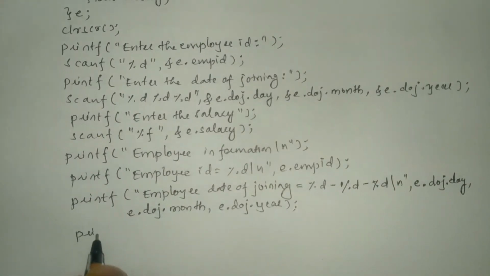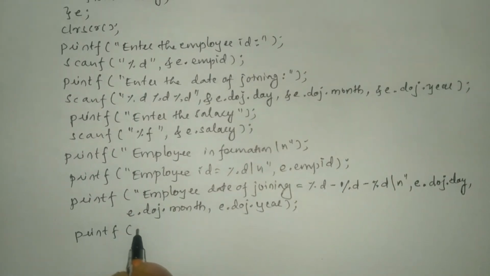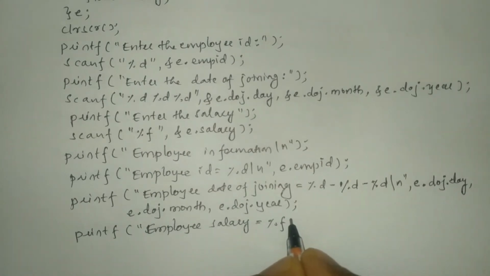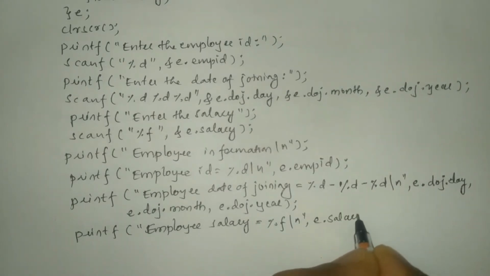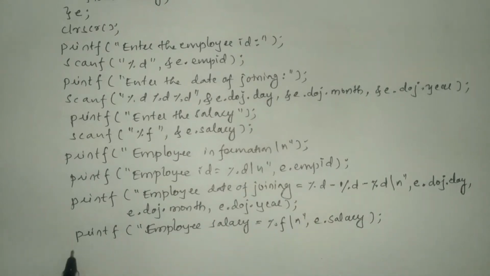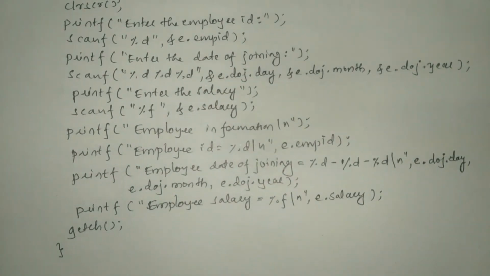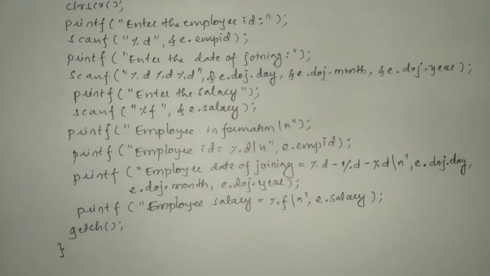So I'm going to write here printf, and here in a double quotation mark, I'm going to write salary, or employee salary, you can write. So "employee salary is equal to %f \n" and the double quotation mark, and here we'll write e.salary, closing bracket, put semicolon, and then we'll write getch function and curly closing brace. Now let us take an example and we'll see how exactly this works.